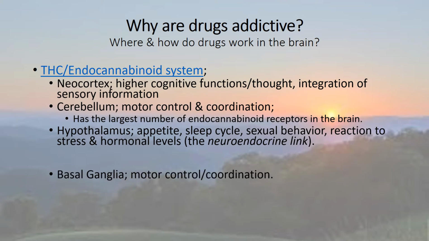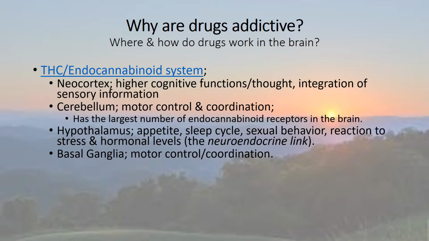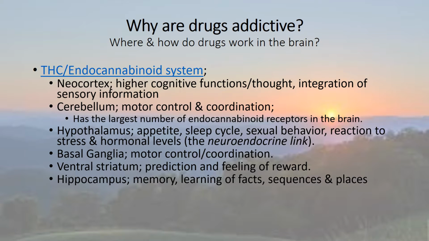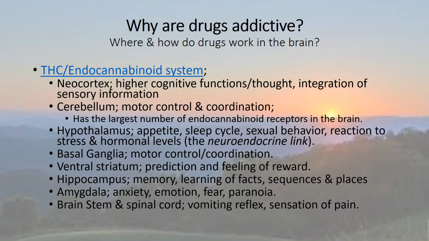The basal ganglia THC receptors are involved in motor control and coordination. In the ventral striatum, they project into the feelings of reward in the hippocampus and the amygdala. The hippocampus, memory, learning of facts, sequences, and places. The amygdala, anxiety, emotion, fear, paranoia. Brainstem and spinal cord, the vomiting reflex and sensation of pain.